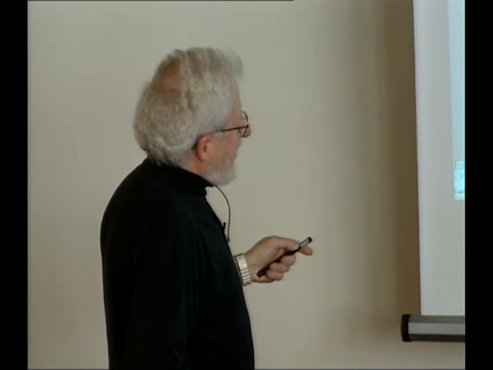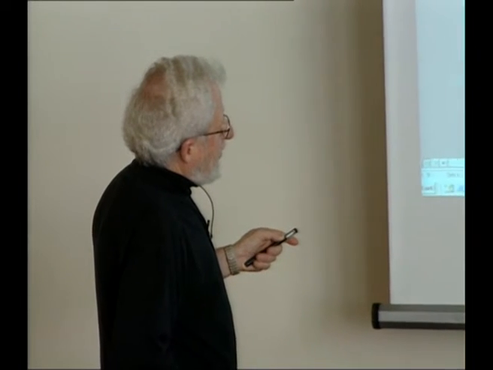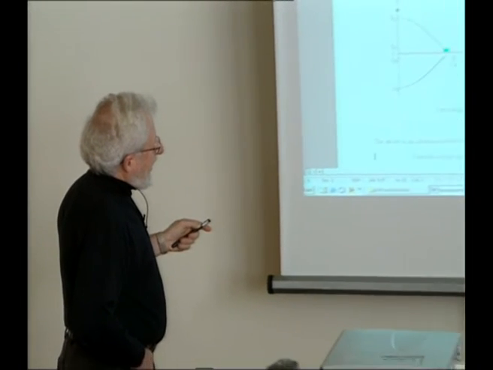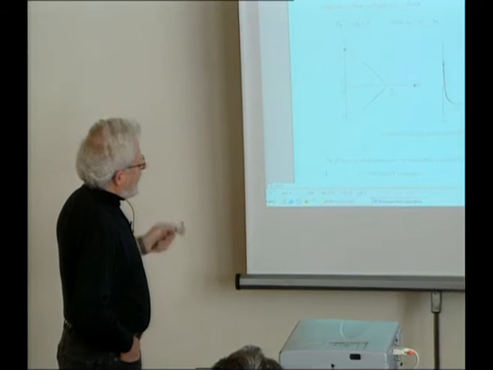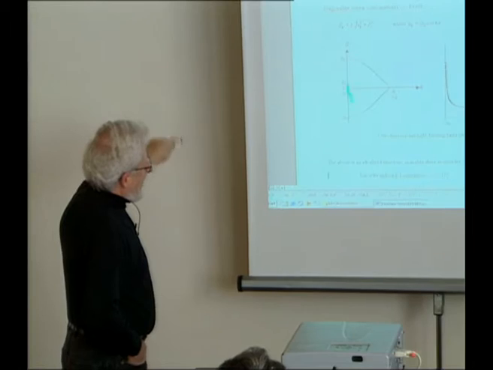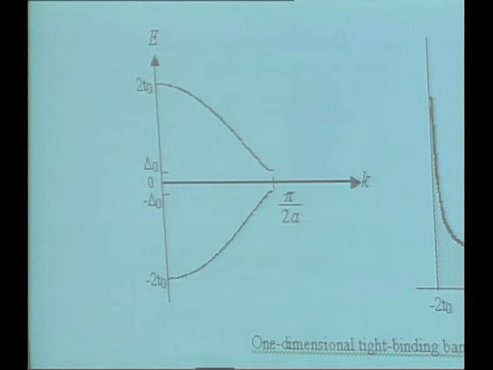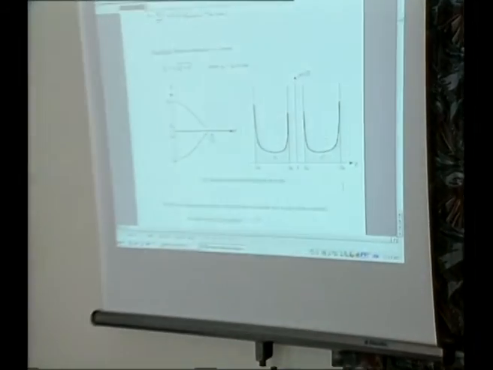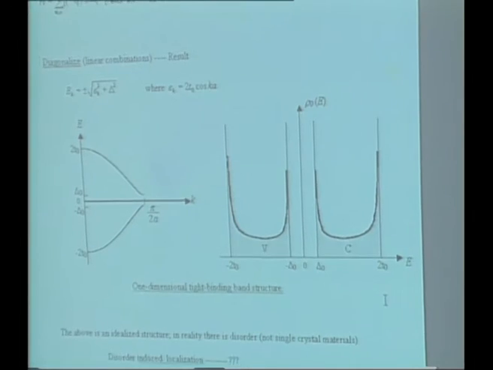The pi band starts at minus 2T0, goes up to here, there's an energy gap, and then goes up to plus 2T0. So this is 4T0, that's the overall bandwidth. That's a general statement, by the way. In tight binding theory, the bandwidth is 4 times the transfer integral. So this is density of states versus energy.